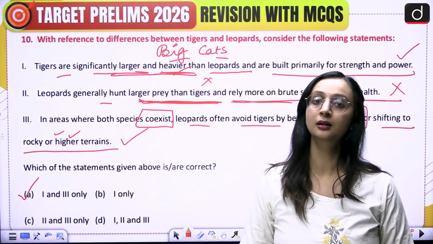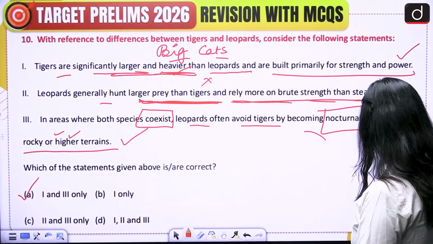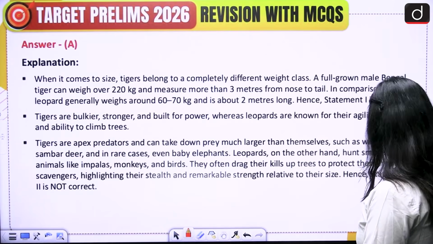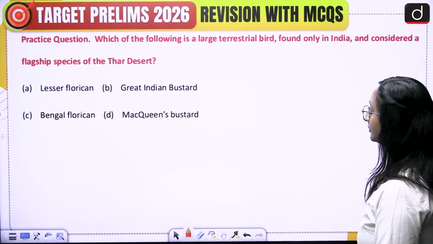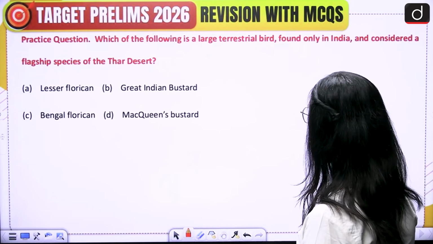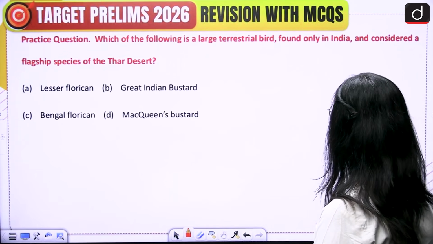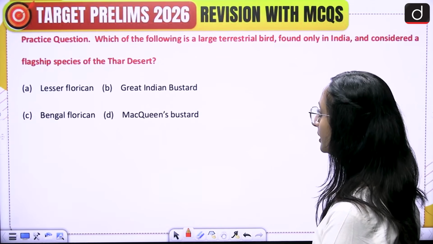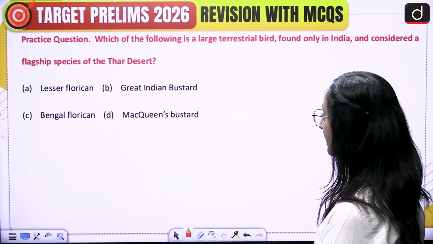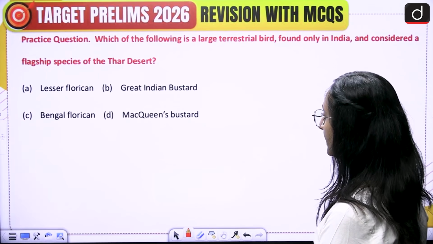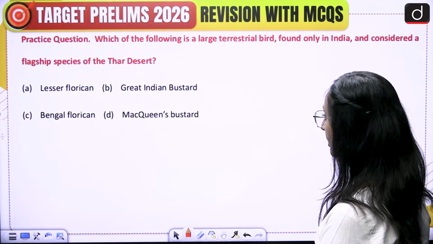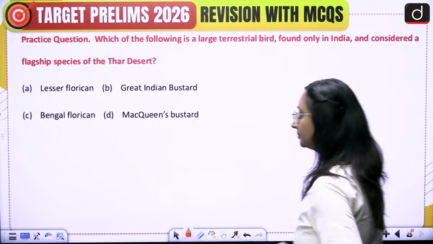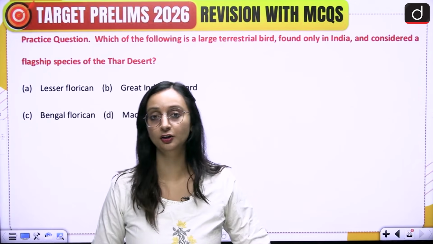Now we will look at a practice question for prelims. Which of the following is a large terrestrial bird found only in India and considered a flagship species of the Thar Desert? A. Lesser florican, B. Great Indian bustard, C. Bengal florican, or D. McQueen's bustard. So please attempt this question and provide your answers in the comment section.